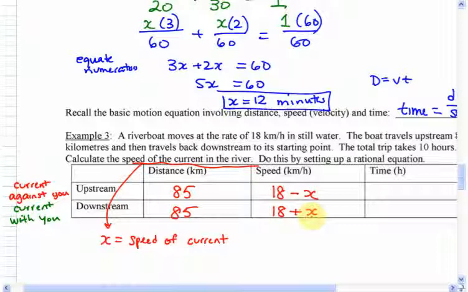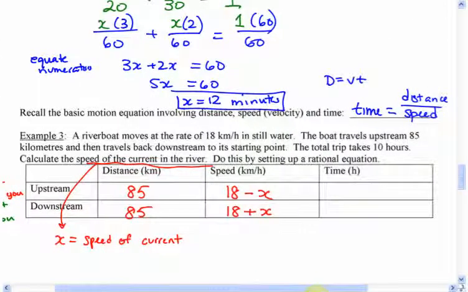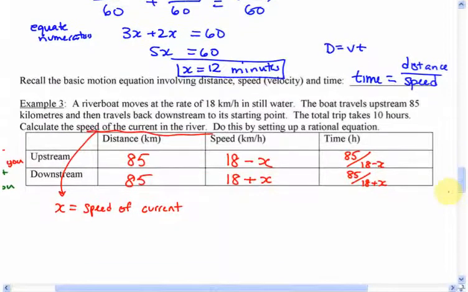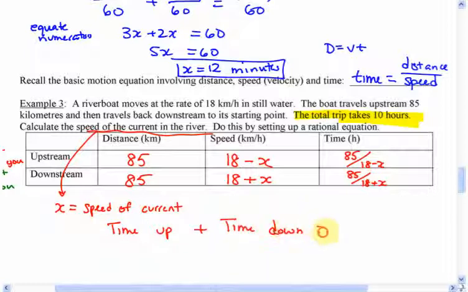Now, once again, this is the chapter on rational expressions. So where is my rational expression? Look at the time. How do I describe time? Time is equal to distance divided by speed. And I'm going to ask you to write the time in terms of distance and speed. And this hopefully is helpful for you now because I can now use that final piece of information. The total trip takes 10 hours. So I guess the time upstream and the time downstream should be equal to how much? 10 hours.